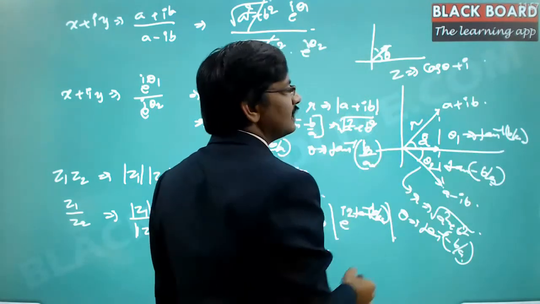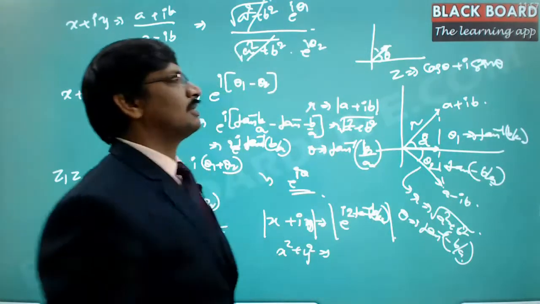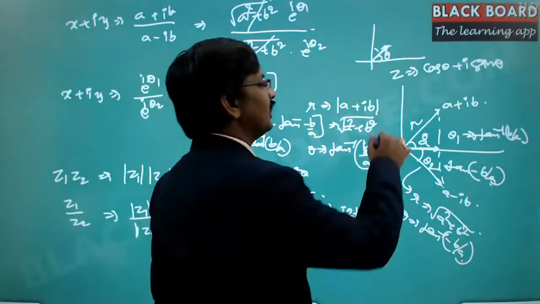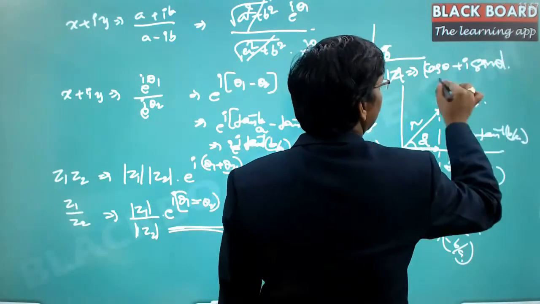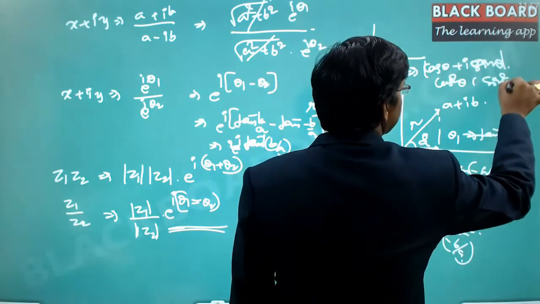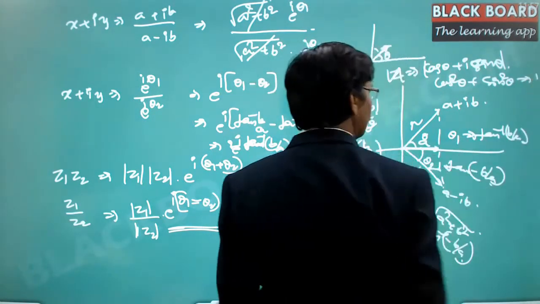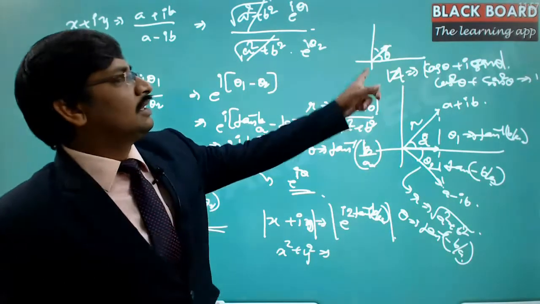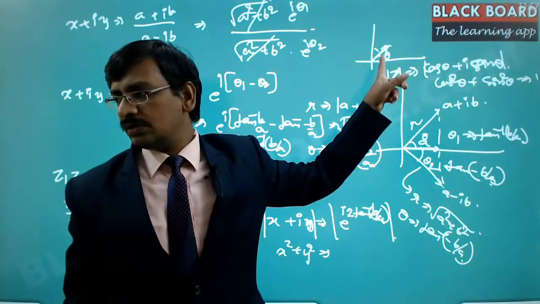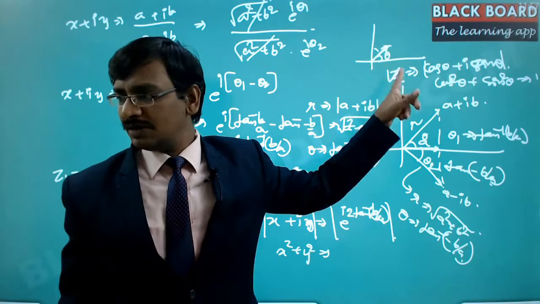Now, this is cos theta plus i sin theta. If you take the modulus of it, it is going to be cos square theta plus sin square theta. So this is the modulus of it. Cos square theta plus sin square theta is always equal to 1. Hence, if a unit magnitude complex number is there, the modulus value is always 1.